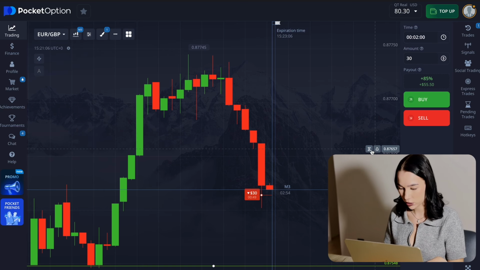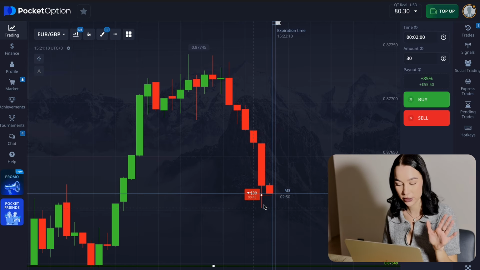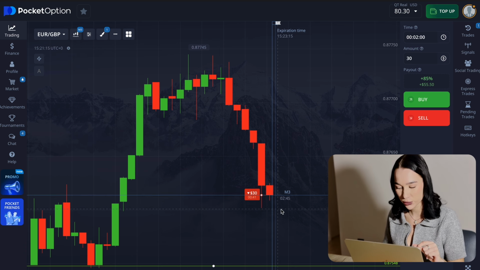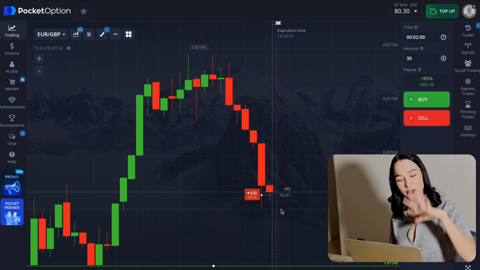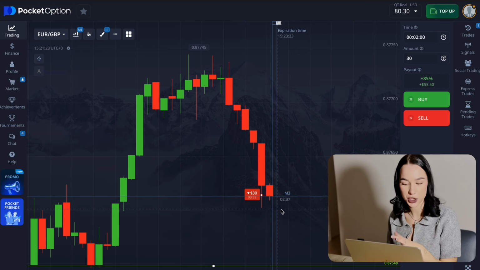And so let's check it out. We can see, okay, now it's reversing. It's already a bit closer to our entry point, so let's wait. It's just 40 seconds for now. It's fluctuating around the entry point every time, but here's actually a pretty good situation on the market.